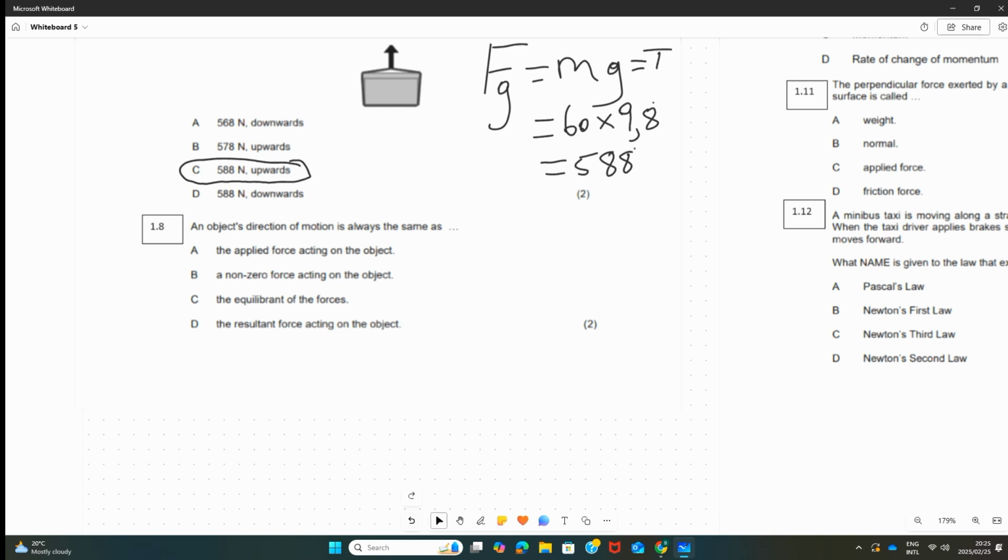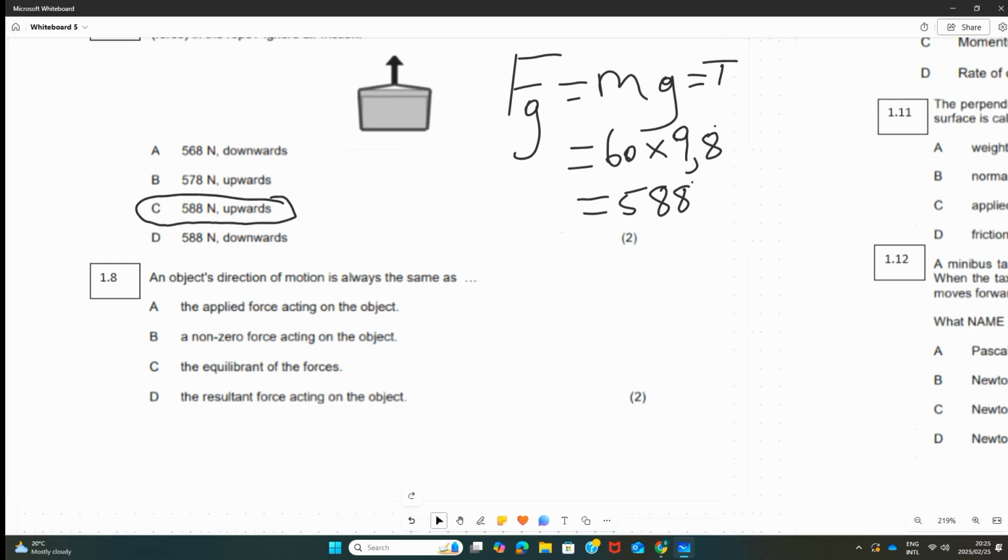If we look at our options, A is the applied force acting on the object, which is not correct. A non-zero force acting on the object is incorrect. Then the equilibrium of forces. And the last one, the resultant force acting on an object, as stated in Newton's law 2. So our correct answer is D in this question.